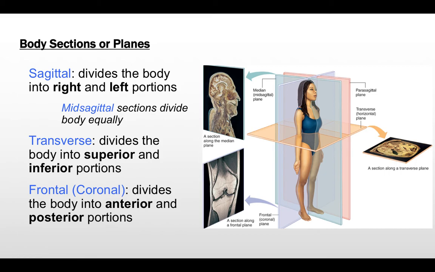And then finally, the frontal cut is sometimes called the coronal cut. I will use both interchangeably. And that cut divides the body into anterior and posterior portions, so it's shown here in blue. Coronal comes from the word crown, and it kind of separates you on the crown of your head as if you were wearing one. Again, if that doesn't help you, anterior, posterior.